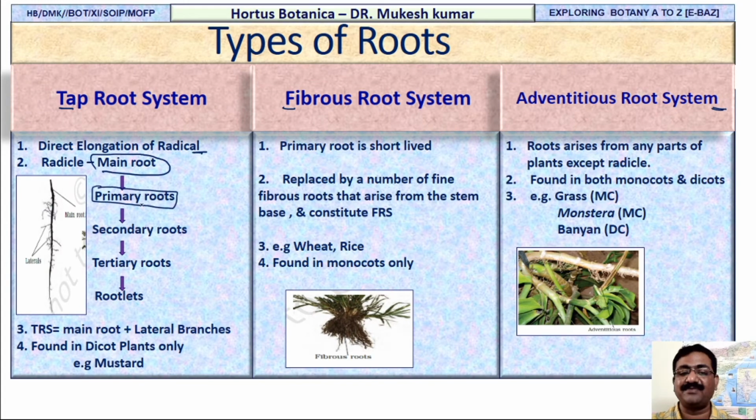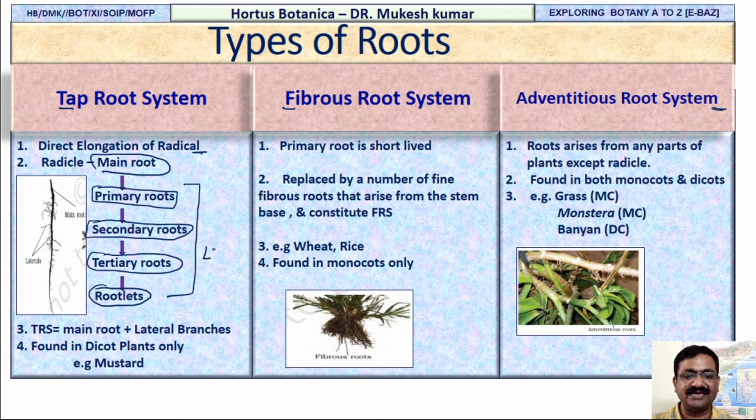Okay, this primary root will again give rise to a branch, and this branch will be termed the secondary root. Further branches from the secondary root are called tertiary roots, and the ultimate branches are called rootlets. So what are we finding? This is the main root and these are the lateral branches. The main root plus lateral branches are called the taproot system.